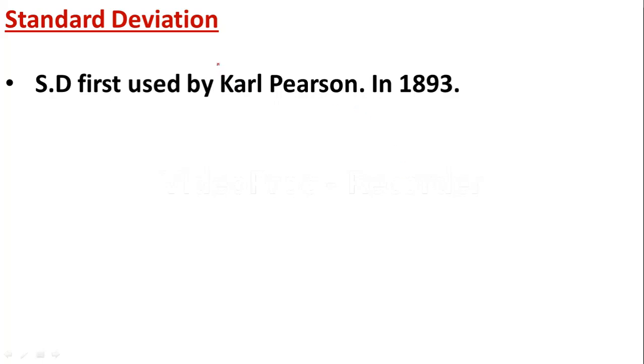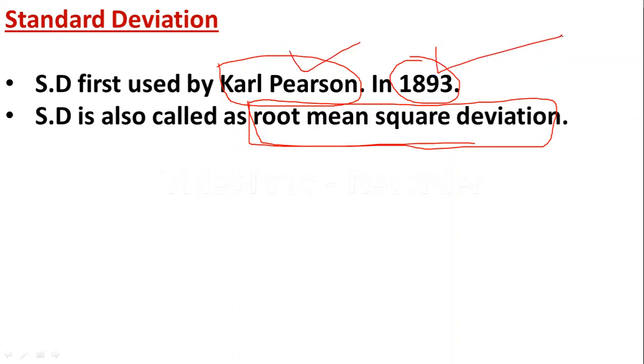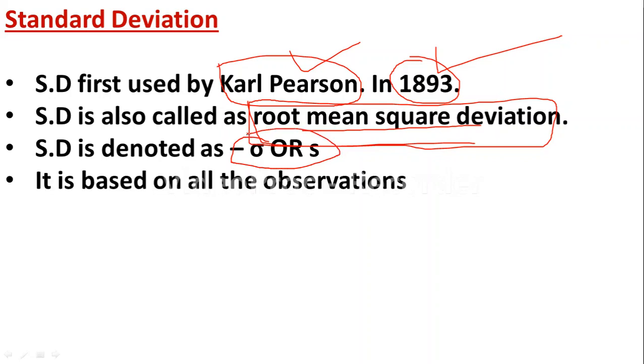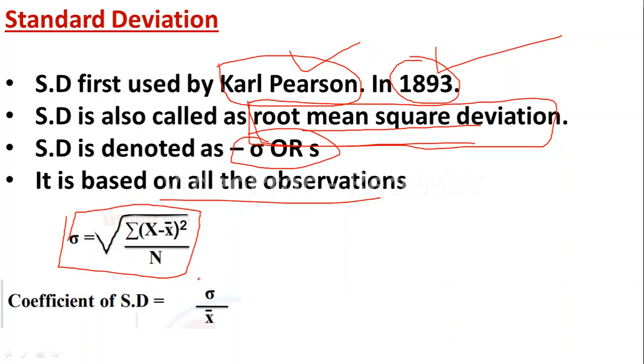Then the next one is standard deviation. Standard deviation was first used by Karl Pearson in the year 1893. It is also known as the root mean square deviation. Yes, please remember it. It is denoted by sigma or s, and it is based on all the observations. The formula is standard deviation is equal to the square root of sigma x minus x bar the whole square divided by n. Coefficient of standard deviation is standard deviation divided by mean.